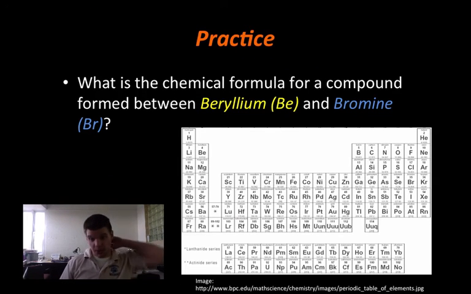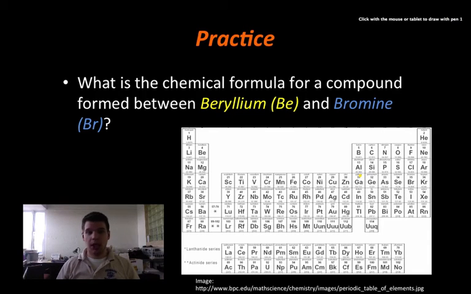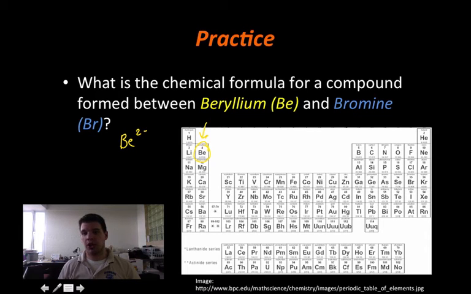So here's some practice. We'll go through 3 of these really quick just to make sure that we get the hang of it. Okay, so what's the chemical formula for a compound formed between beryllium and bromine? Well, beryllium is over here on the left. It's in the 2nd column. That means he has 2 valence electrons, so he can either gain 6 to get to 8, or he can give up 2 to get to 8. So he'll give 2 away, and that means that my beryllium is going to have a 2 negative charge.